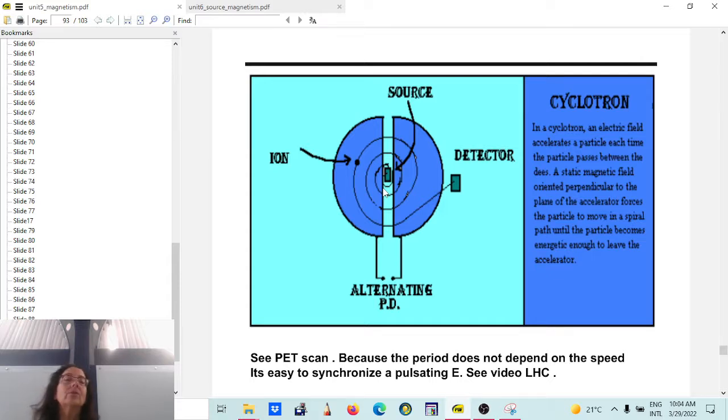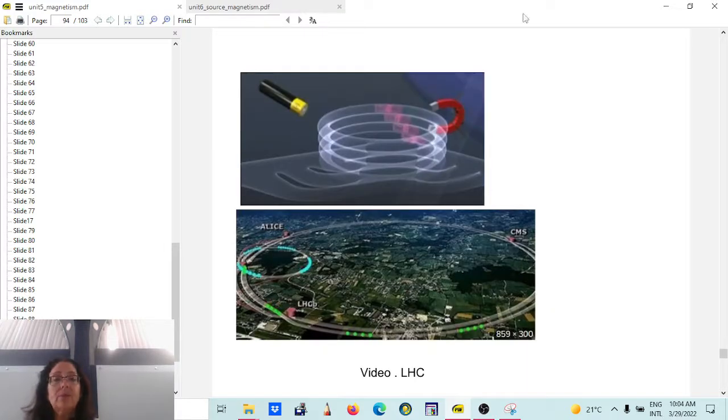And I forgot the year, but in 2013, I don't know, I have to check it out, they discovered the Higgs boson. Okay, so that's the God particle if you are into physics. Okay, so cyclotron, so I talked about that. So, okay, that's what we just seen here.